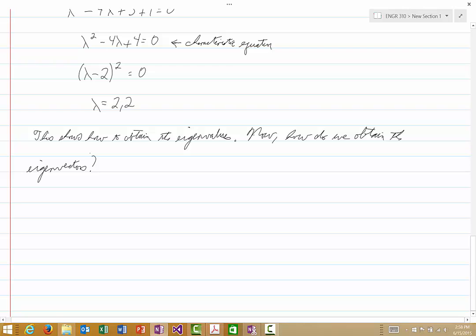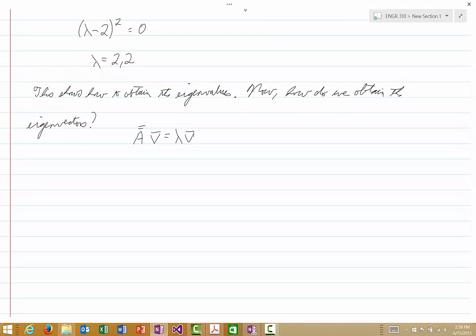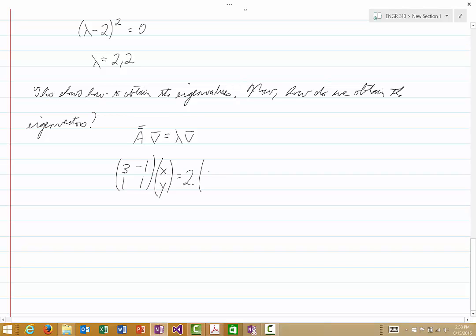Well, once again, we go back to the defining equation. A v is equal to lambda v. Now, the way I'm going to show you here is a little bit different from what's in the book. Either way is correct, and you just choose whichever way you like. But we'll say, okay, A then is 3, negative 1, 1, 1. And for the vector v, we'll have x, y. Now, lambda, we've just found out, is equal to 2. And again, v is equal to x, y.